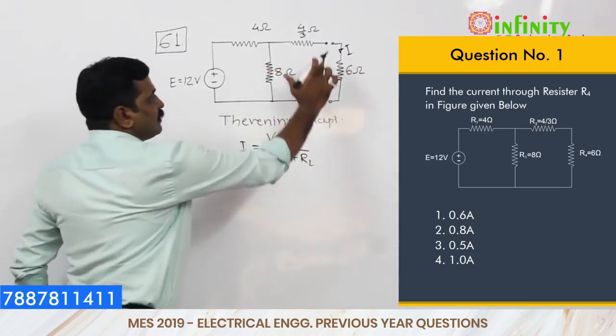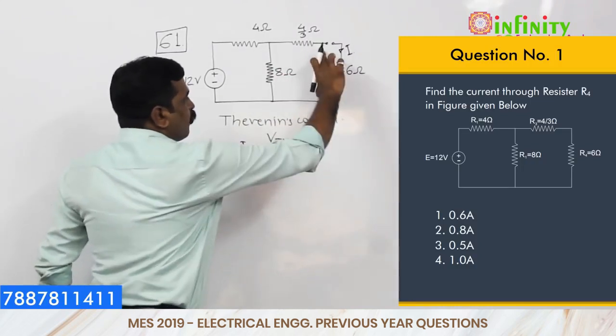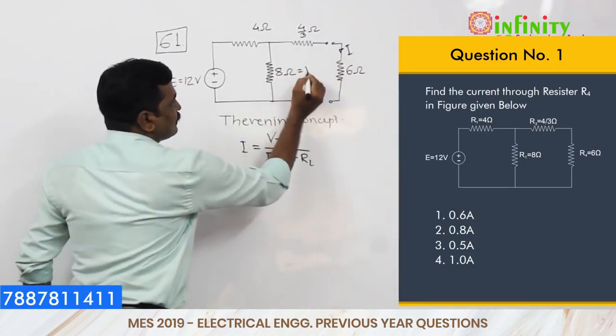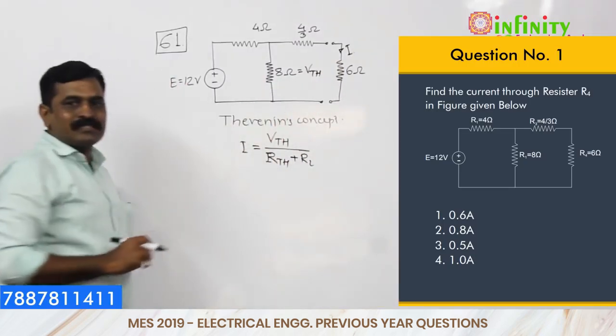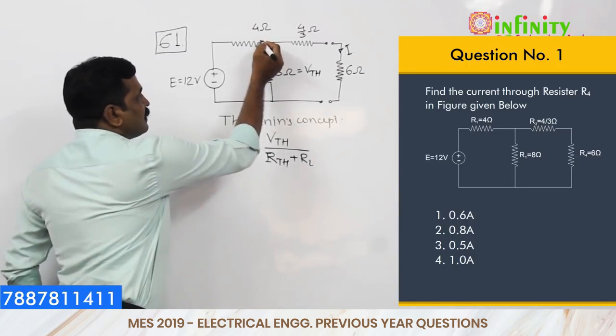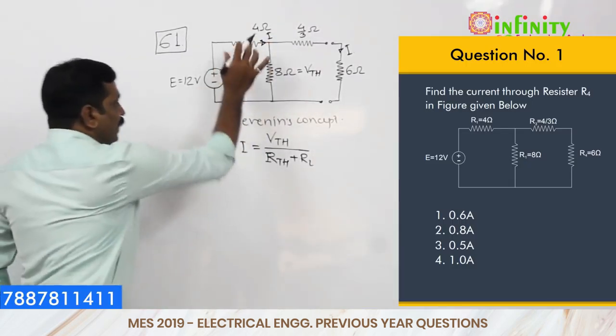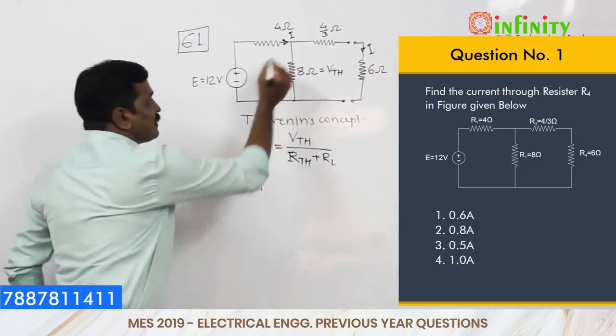So what is VTH? VTH is nothing but the voltage drop across this terminal, and the voltage drop across this terminal is nothing but the voltage drop across the 8 ohm resistance. So here to determine this voltage we must know the current flowing through this particular path. So according to that we can determine the specific current.